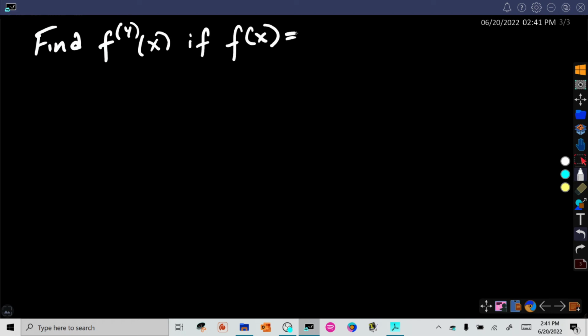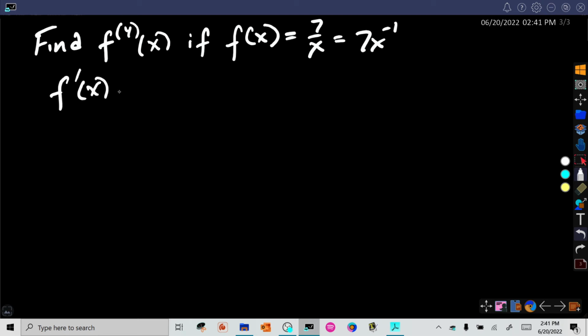So on this one, they're asking us to find the fourth derivative. So we want to find f, and here they write it like this. Say my original function is 7 over x, which, by the way, remember, is the same thing as 7x to the minus 1. So now we just have to start working on our derivatives. Our original function is that.